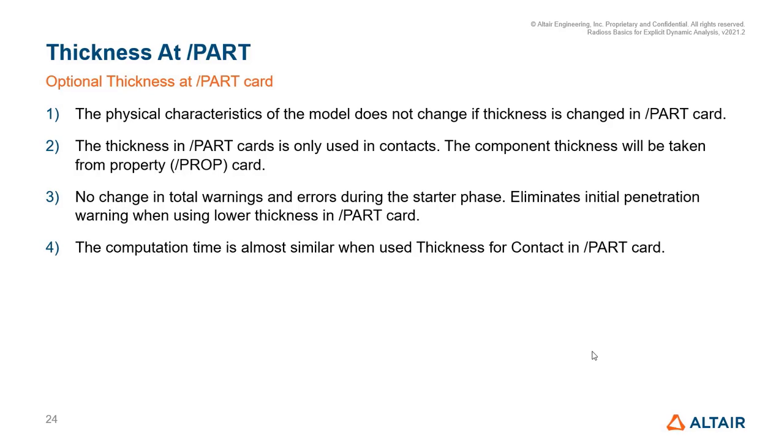So there will be no change in the total warnings and errors during the starter phase, and it eliminates initial penetration warning when you are using the lower thickness in the part card, because that lower thickness is considered for the contact gap calculation. And the computation time is almost similar when you use thickness for contact in the part card.